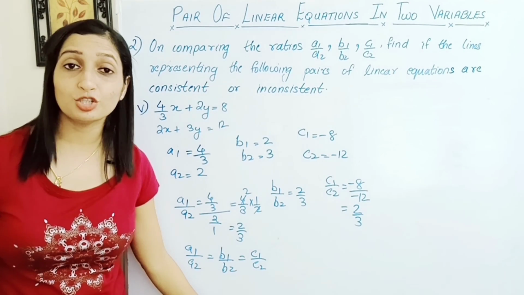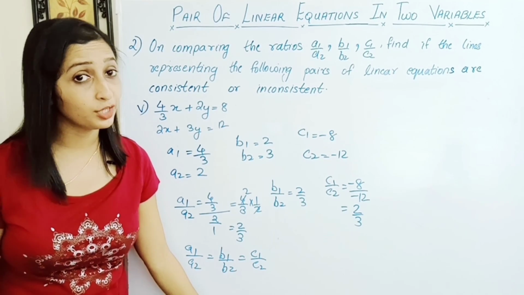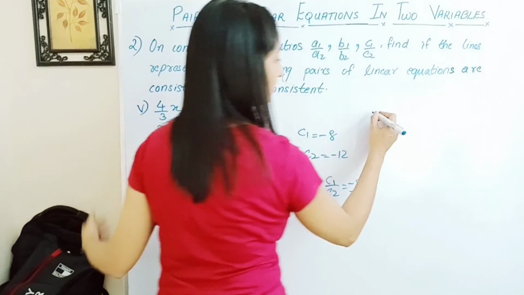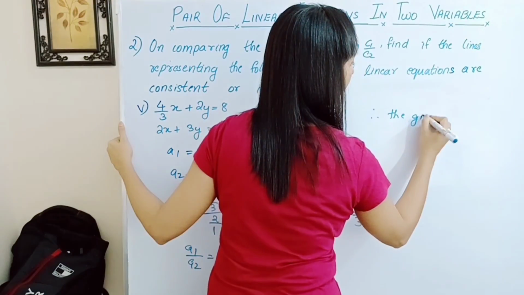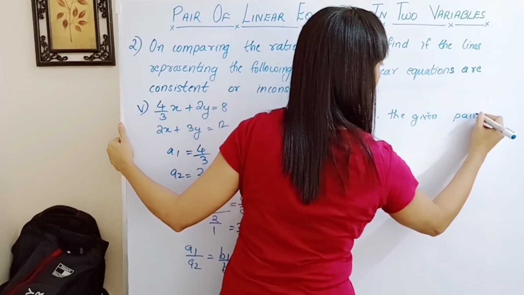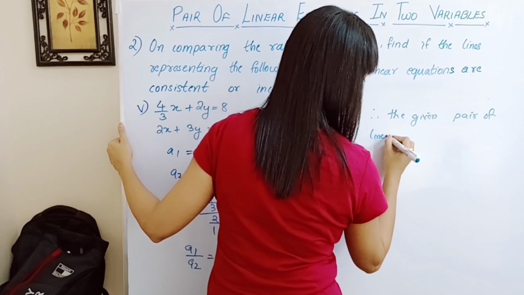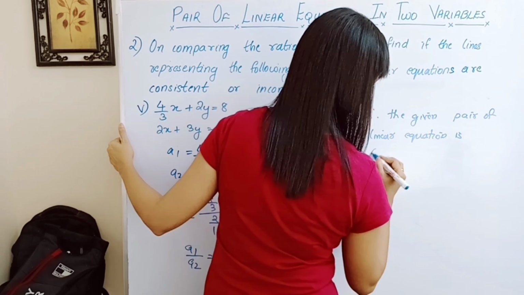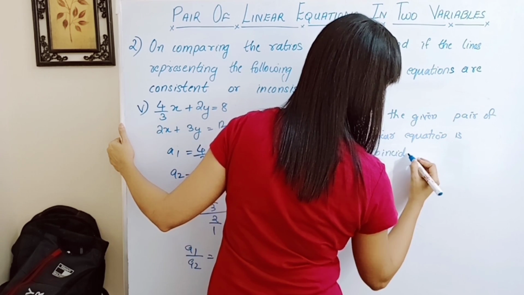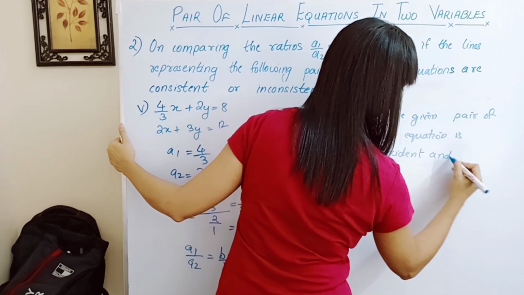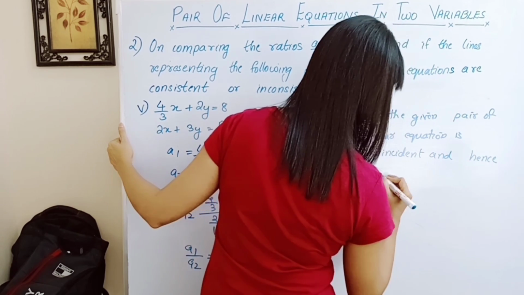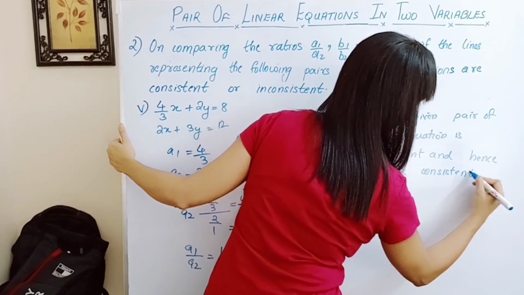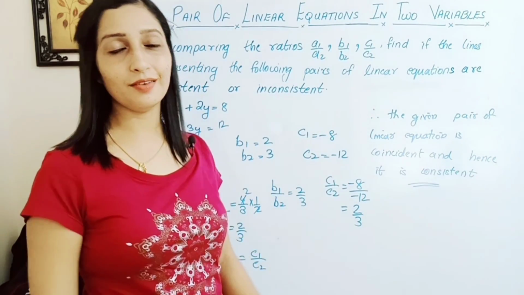Now what does this condition tell us? It says that the given pair of linear equations is coincident and hence it is consistent. So how do you write the answer? Therefore, the given pair of linear equation is coincident and hence it is consistent. And this is our answer.